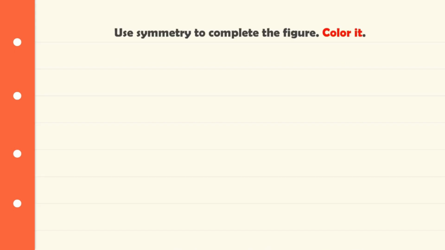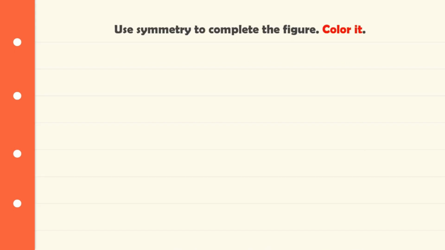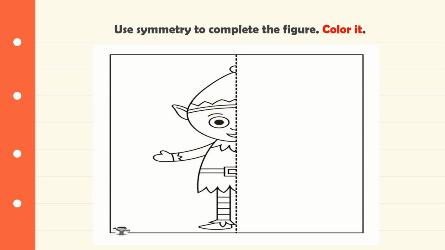Activity 12. Use symmetry to complete the figure. Color it. Children, draw the figure similar to the right hand side and color it.